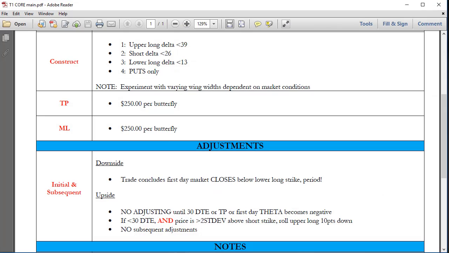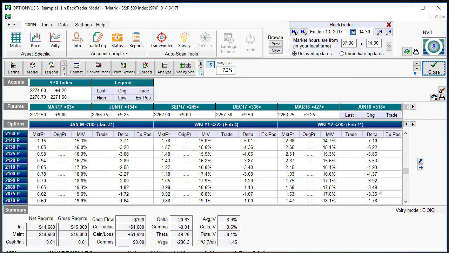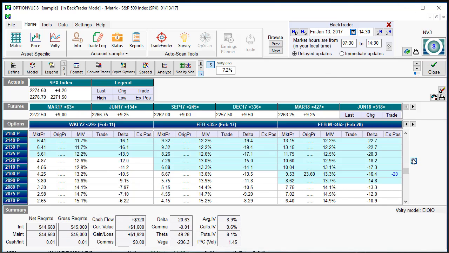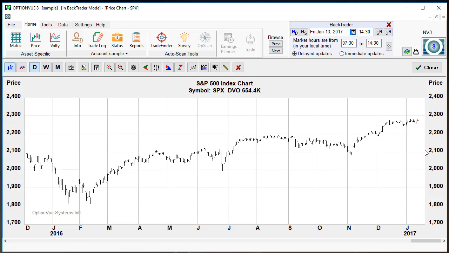Remember, by design, we're not doing anything anyway until we get under 30 days to expiration or take profit is hit or theta becomes negative, right? So that's the upside adjustment. Downside adjustment, first day the market closes below the lower long strike. And I know, just because of looking at the chart here, that we never closed below 2075, right? We never got anywhere near down here. We opened the trade back up in this area right here.